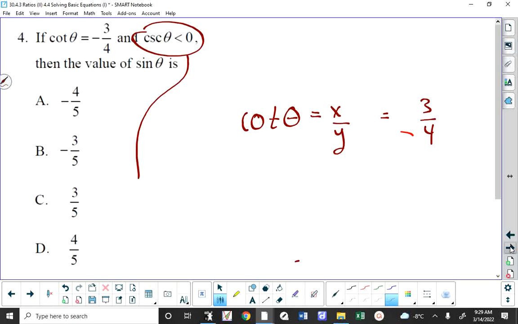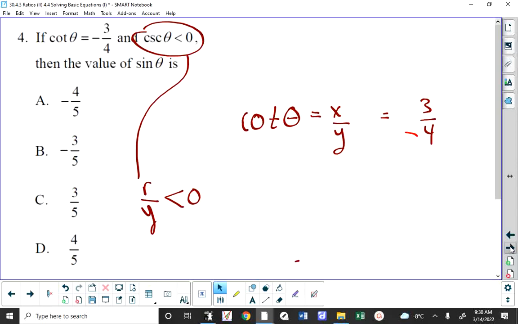Cosecant is the reciprocal of sine. Sine is y over r, so cosecant of theta is r over y. The only way that can be negative is if the y is negative. So the negative belongs with the 4.